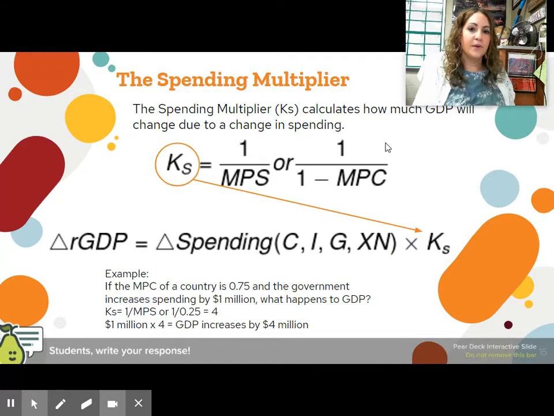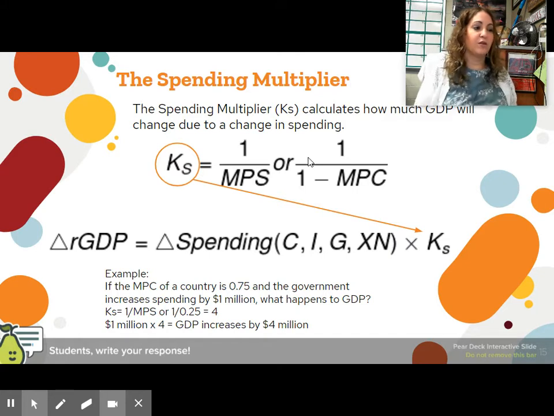So our MPC and MPS can help us figure out what the multiplied effect will be. Is it $1 going to have a 2 times effect on GDP, a 10 times effect on GDP, somewhere in between? And so there's two multipliers that we're going to talk about today. One of them is called the spending multiplier, and the other one is called the tax multiplier. And the spending multiplier is on the screen.